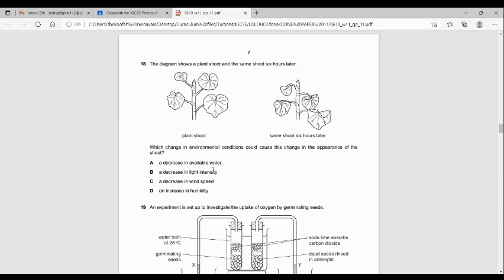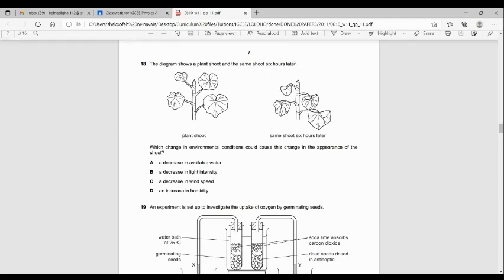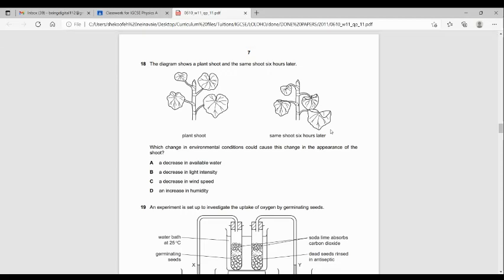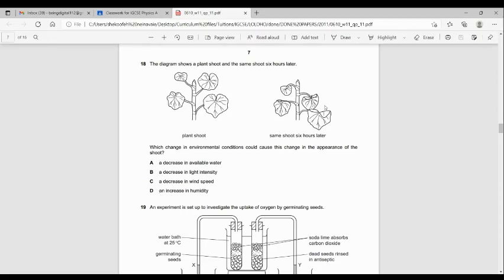A decrease in the light intensity. If you increase the light intensity, not necessarily we get this. A decrease in the light intensity means that you have less light, so there will be less evaporation. If there is less water actually lost in the plant, it means that this should not happen. The plant shouldn't become flaccid because the evaporation rate is decreased. So less water is being lost by the plant.